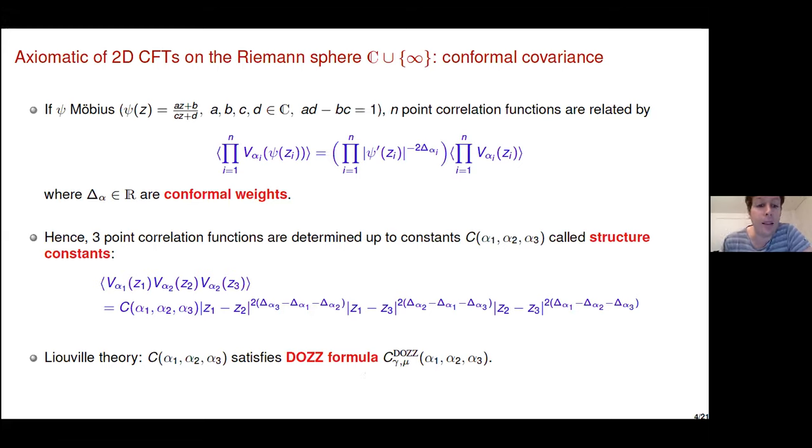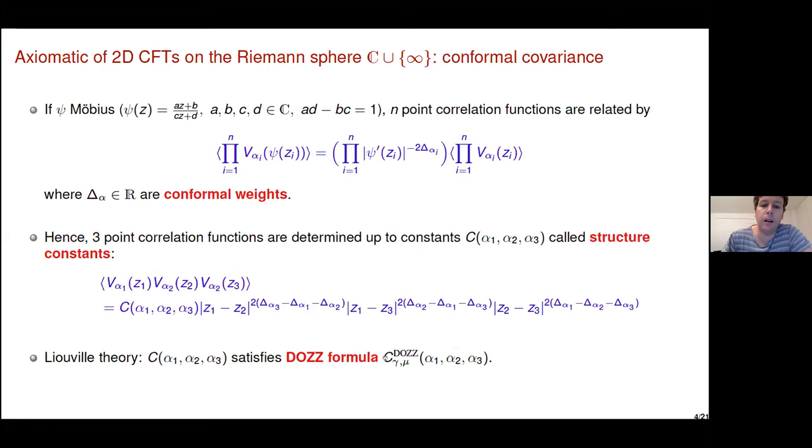Now, for the Ising model, there are three fields, and so you can also define the constants. I think it's 1/2 if you look at what goes on when you take the correlation between the Ising spin and the energy density. It's something like that. But in Liouville, it's called the DOZZ formula, and it depends on alpha 1, alpha 2, alpha 3. That's the indexing of your fields.